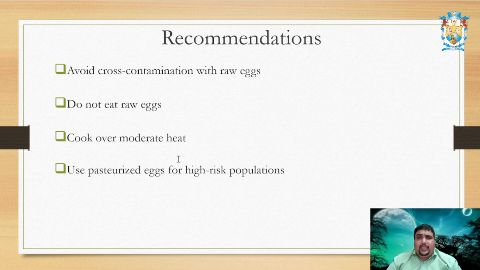Next, do not eat raw eggs because this can cause salmonella disease in a human being and cause very bad health conditions. Next, cook over moderate heat. Don't overcook the egg. When you overcook the egg, whatever nutrients are there will burn off, and also the yolk will start to oxidize and create a layer on top, maybe a green or blackish layer.